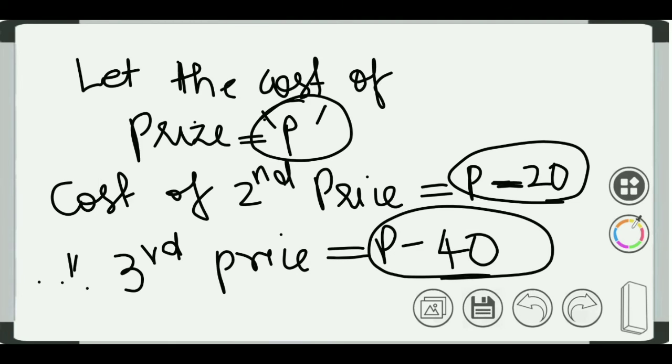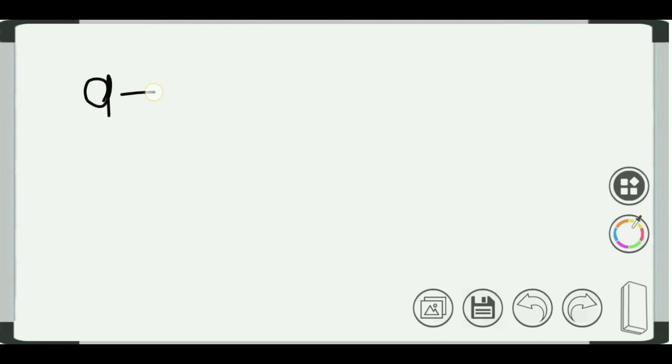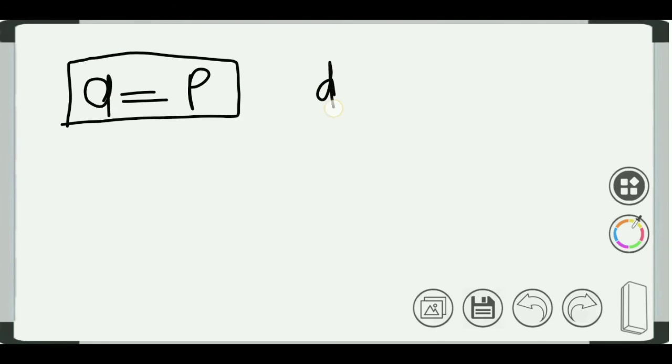Okay. So we can see that the costs of these prizes are in the form of an AP, and it has a common difference of minus 20. Don't take it as 20. It is 20 less, so minus 20, and the first term will be P. So write here first term a is equal to P, and your common difference d will be minus 20.